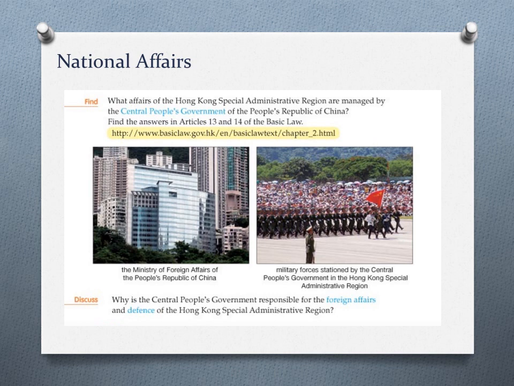And also I want you to click on the link below. It says Article 13 and 14, and I want you to find out about the affairs of the Hong Kong SAR that are managed by the People's Government. How does it say in our Basic Law in Article 13 and 14? So I want you to find that out.